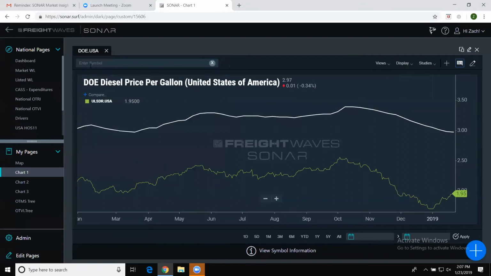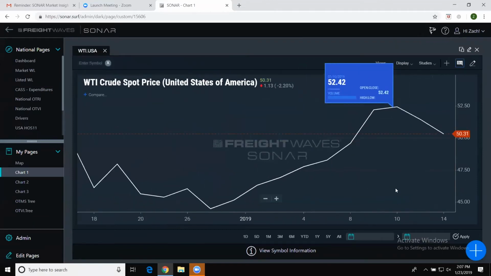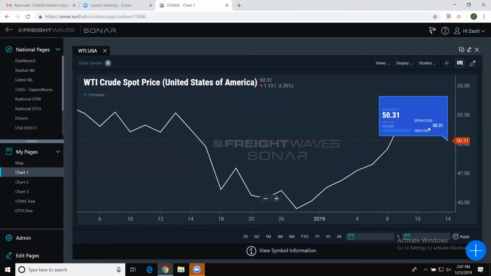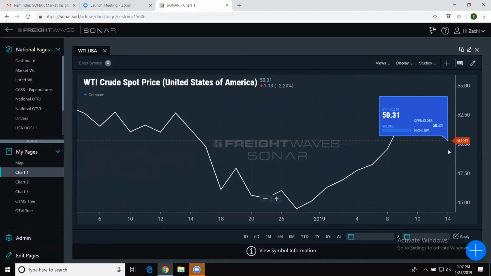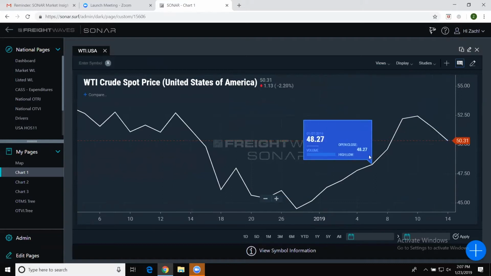We have that as well. I'll go ahead and pull that up. You can see that it actually has come up a little bit. So this kind of leads the rack price a little bit. As this bounces up over time, that's actually good news for the rest of the freight market, because oil is a leading indicator of economic expansion.